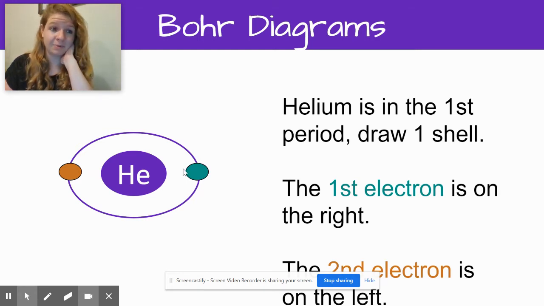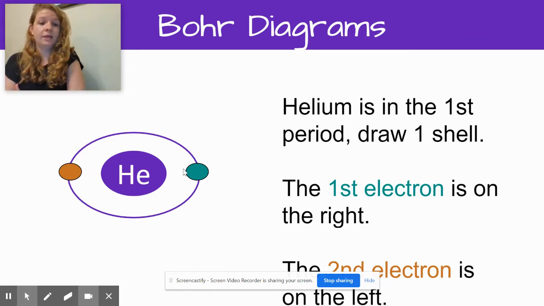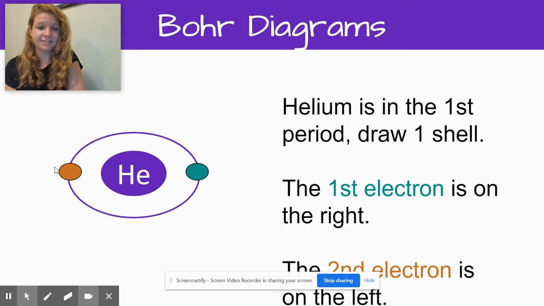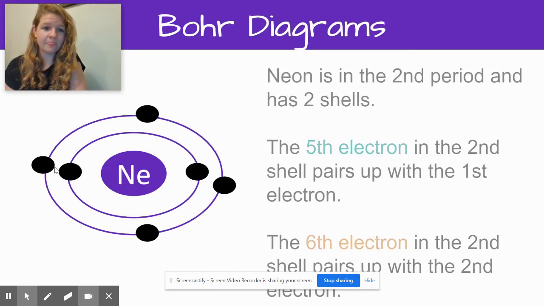Helium has an atomic number of 2, which means we have 2 electrons. So go ahead and do 1 electron here, 1 electron here. Make sure you check your work. Does it add up? Yes, it does.